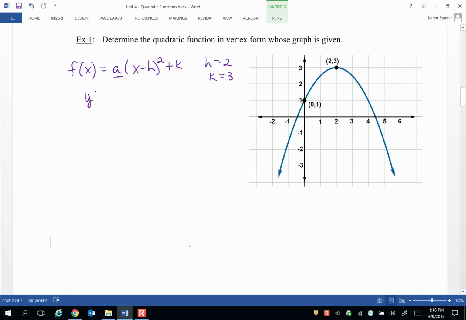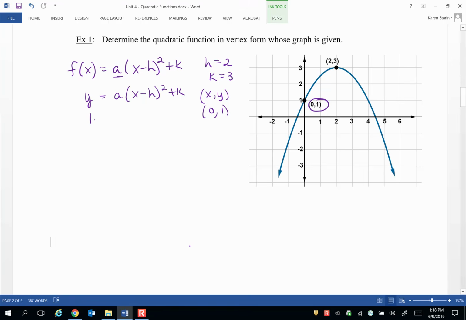In other words, I'm going to replace f of x with y and write this as y equals a times x minus h squared plus k. And I can use this point where I have an x and y that's on the curve, and it happens to be the y-intercept, so I have 0 for x and 1 for y. Now I can replace every letter in this equation except for a, so when I have one unknown, I know I can solve for that.